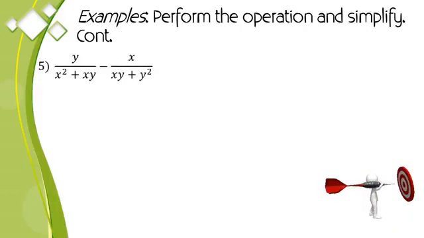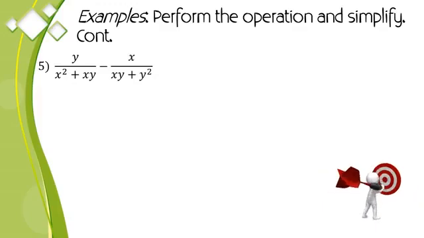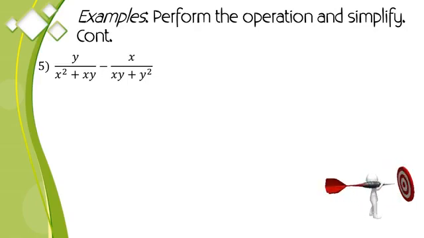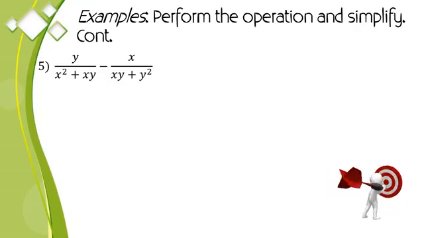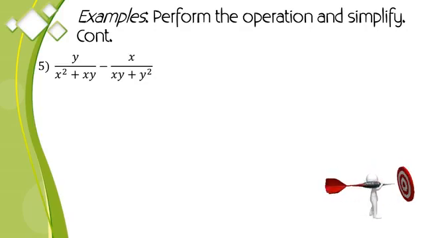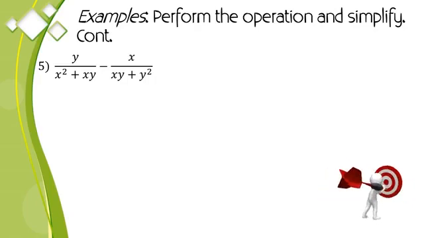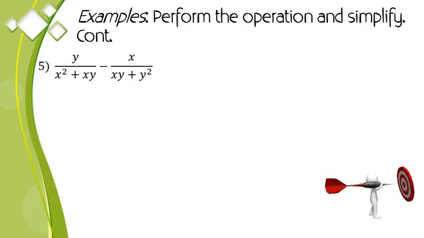Example number 5. This is now our last example in addition and subtraction of rational expression. Now you have y all over x squared plus xy minus x all over xy plus y squared. Now in subtracting rational expression, first we need to get the LCM of the denominators. Now in finding the LCM of the denominators, it is very important to get the prime factorization first of every denominator. Now, so we need to factor our denominator.